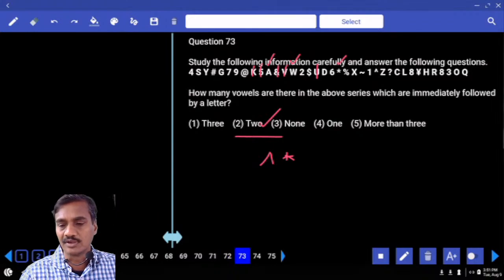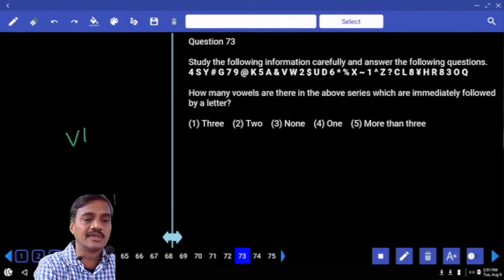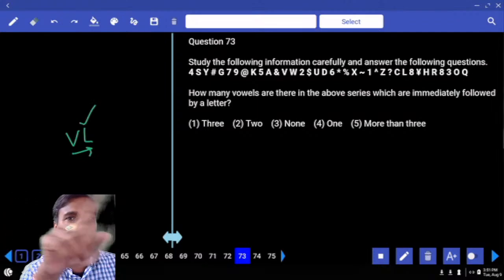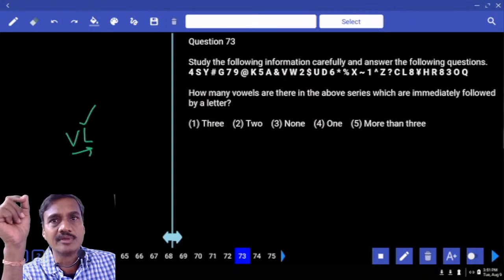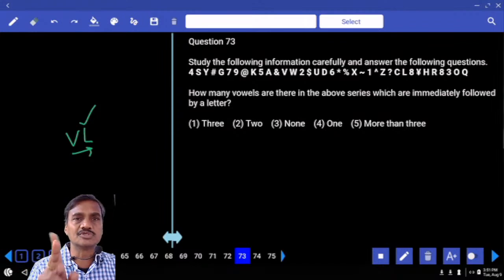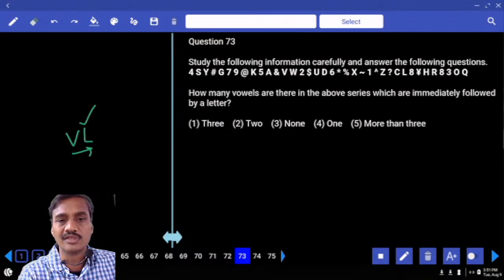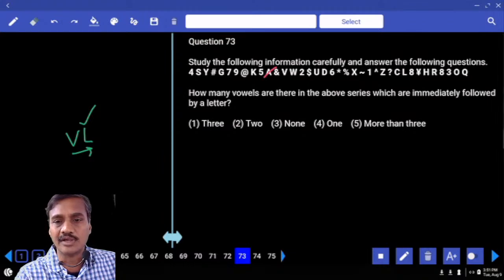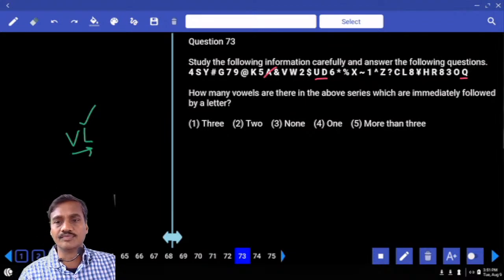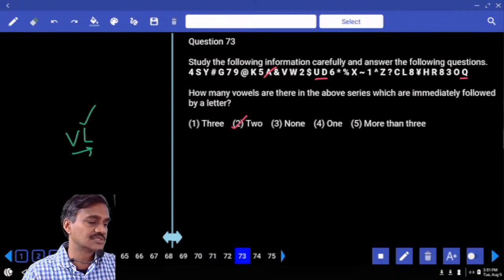Then 73. Now how many vowels are there? The question is about a vowel which is immediately followed by a letter. A vowel followed by a letter, and the letter may be a vowel or maybe a consonant, not only a consonant. Hence first, one vowel followed by a letter. One vowel followed by letter A, which is not followed by a letter, and U followed by a letter. And next one, O followed by Q. So how many are there? There are 2 such vowels which are immediately followed by a letter. 73 is choice 2.